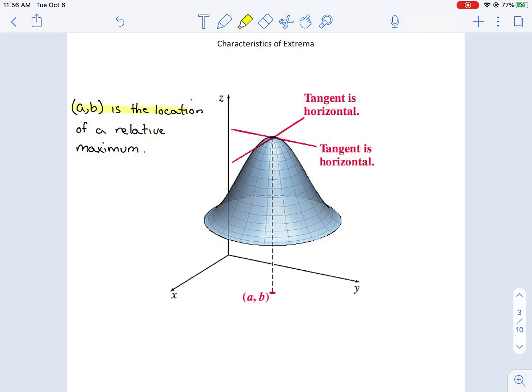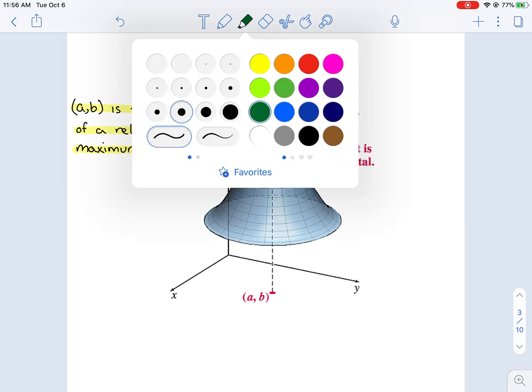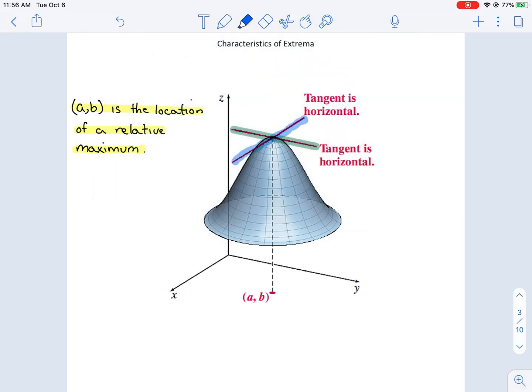So in this diagram, we will start by claiming that AB is the location of a relative maximum. And in this diagram, that's true. Notice that there are two tangent lines, one that I'll highlight in green and one that I'll highlight in blue. And what is special about those two tangent lines? Well, both of them are horizontal. And what does that mean?